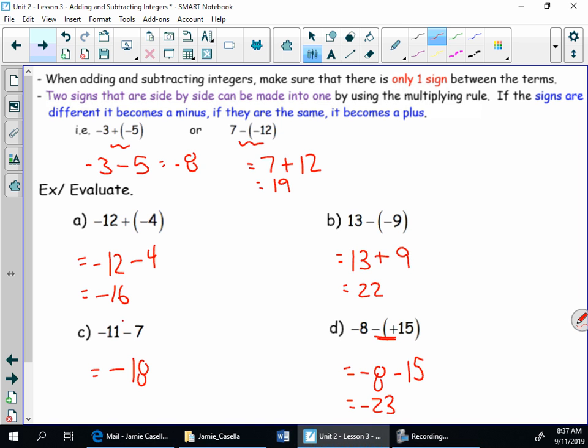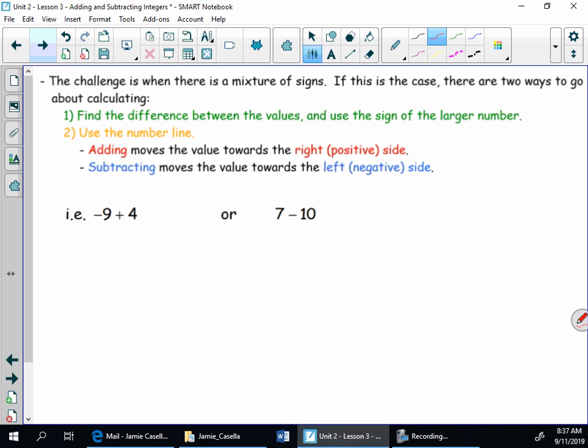Okay, so we're dealing with signs. Deal with them first. If you can collect them, great. If you can't collect them, here's what we're going to have to do next. When you have a mixture of signs, I'm going to give you two ideas. One's the number line. If you like number line, draw a number line for yourself and count on it, totally fine. I'm okay with that.